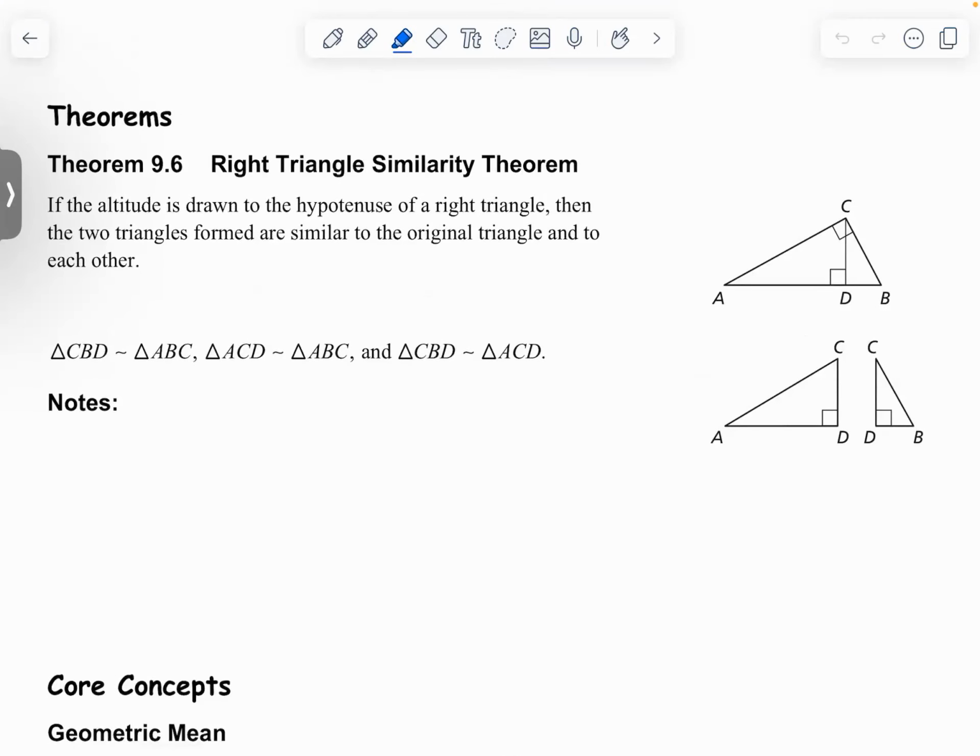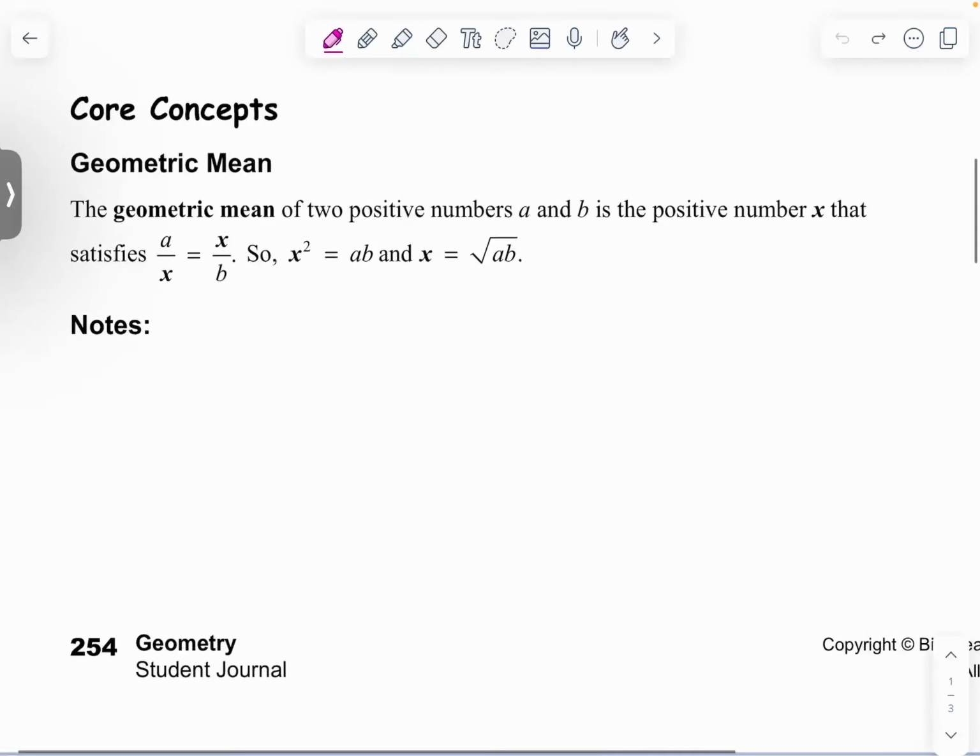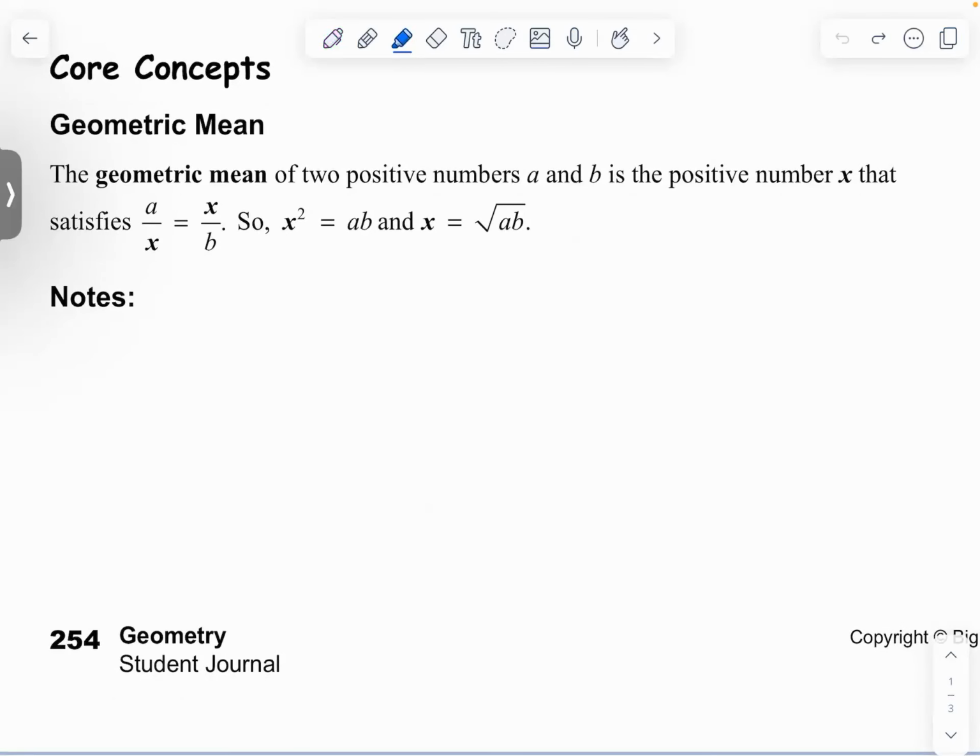Okay. So here is this picture that we just looked at. When we have a right triangle with an altitude drawn from the right angle, then we have three triangles that are all similar. We just looked at that in that intro activity. We are going to come back to this. I need to teach you the concept of a geometric mean.